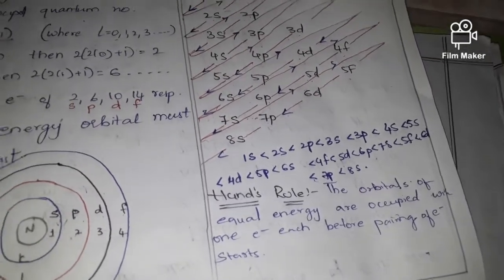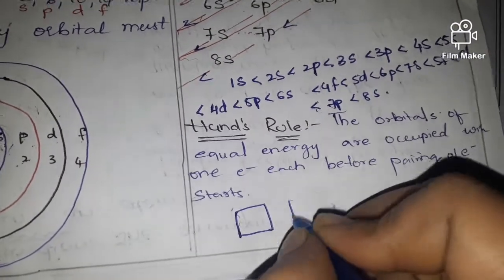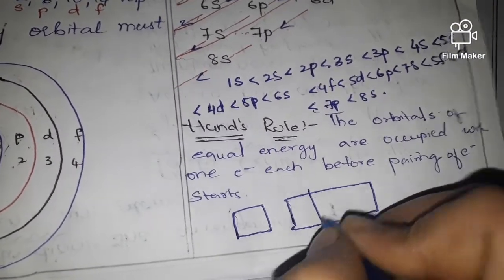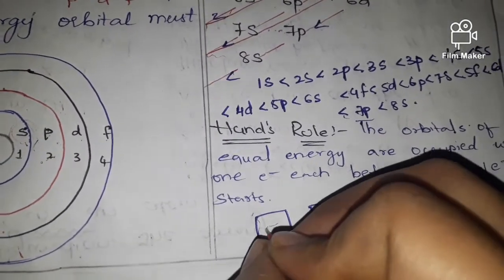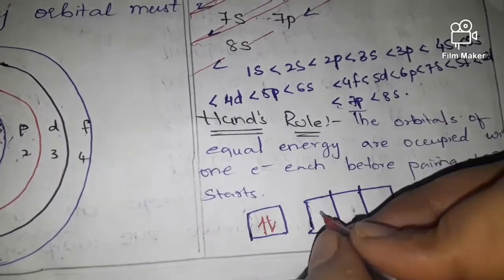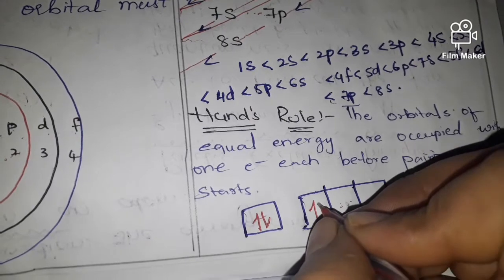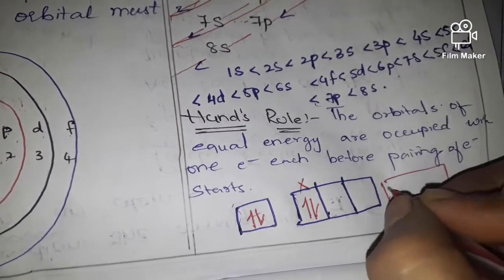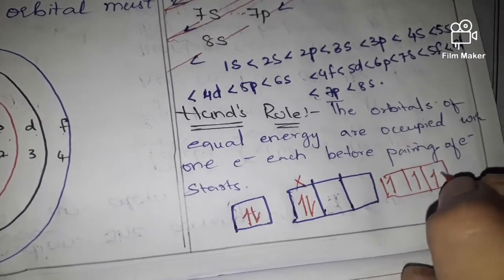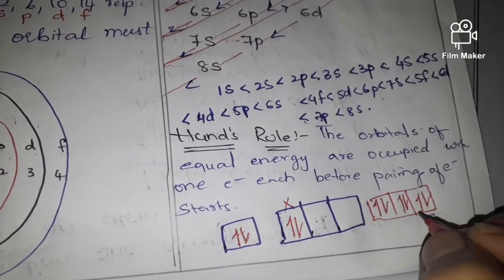Next, coming to Hund's rule: the orbitals of equal energy are occupied by one electron each before pairing of electrons starts. As we have learned already, the s orbital can be filled with two electrons. There is no subshell there. But in p again we have subshells. What Hund is saying is that you cannot first fill 2 electrons in one orbital only. First you have to fill one electron in each subshell. Then if electrons are left over, you go with filling the next electrons in pairs.